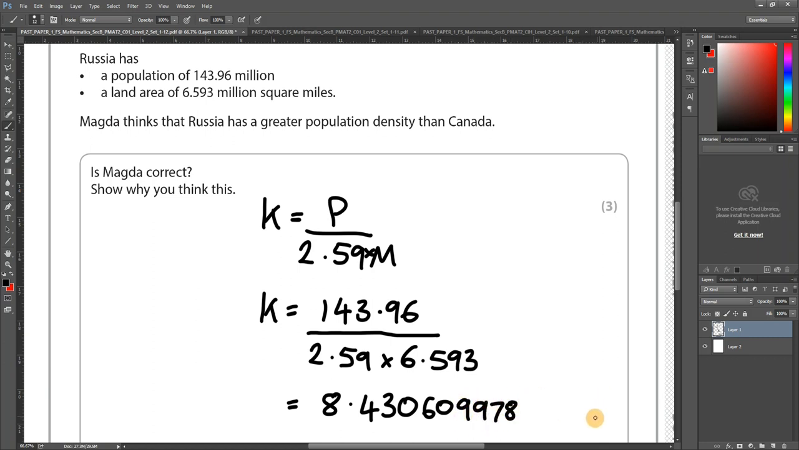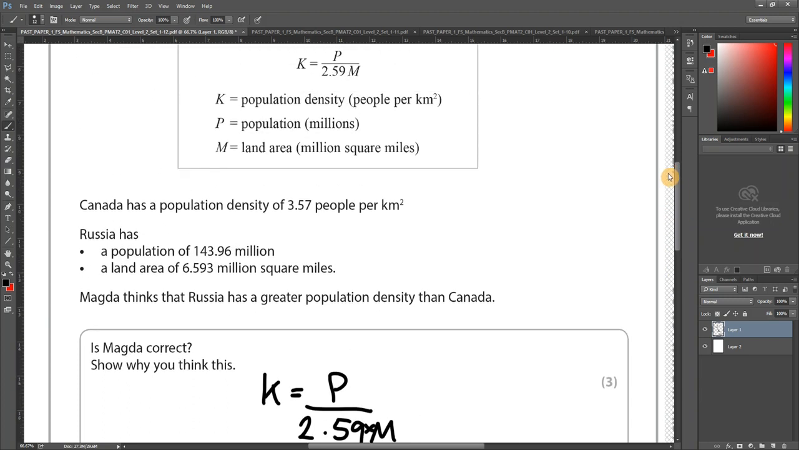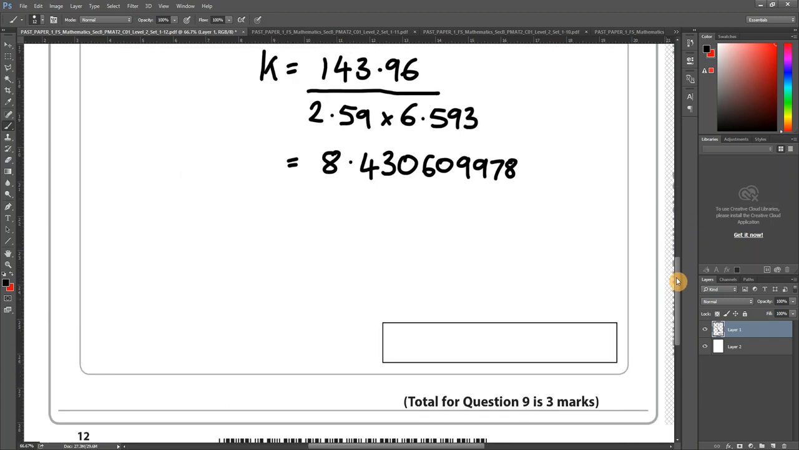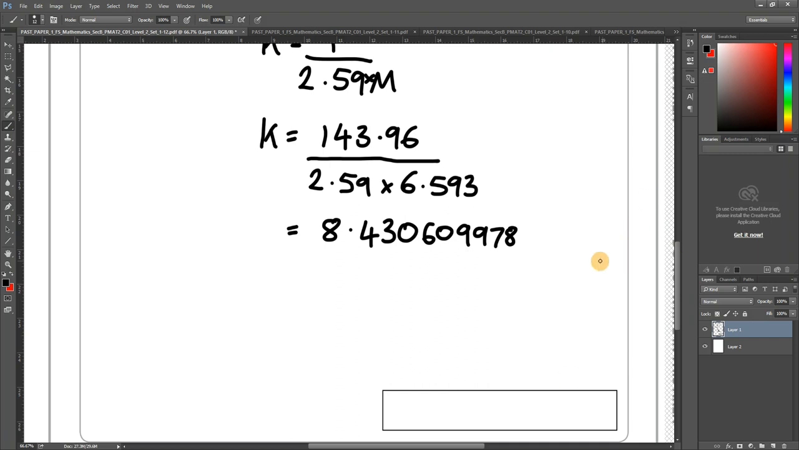I'll write all of them down just to be on the safe side. And that's going to be in, what was it again, people per kilometer squared, wasn't it, for K? People per kilometer squared. Yeah, so that's for Russia.